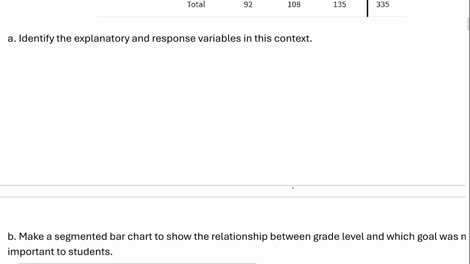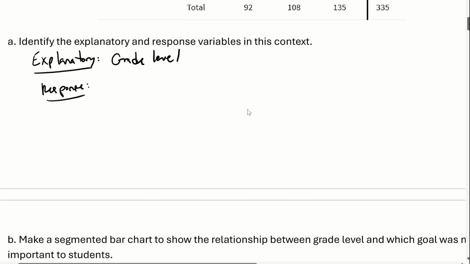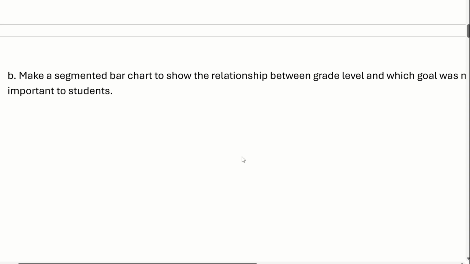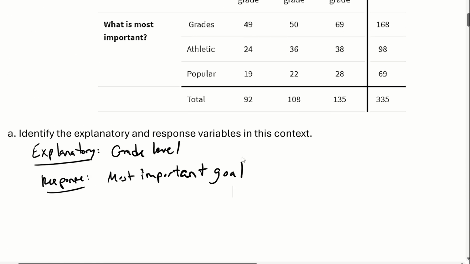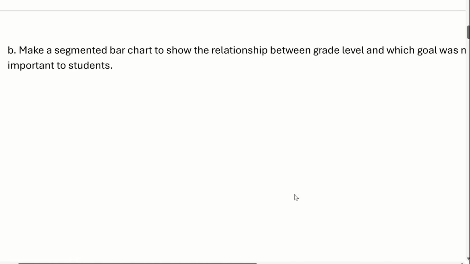Okay. So the explanatory variable is the grade level, and the response is their most important goal. Okay. All right. So here we go. Make a segmented bar chart. Because this is the explanatory variable, it is going to go on the x-axis, right? So the grade level is going to go on the x-axis.